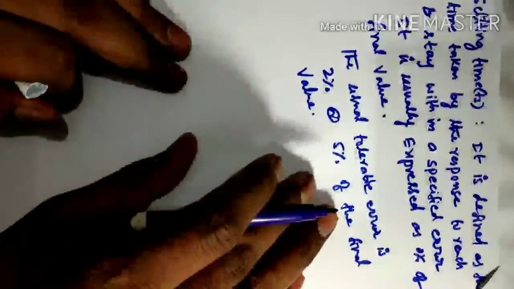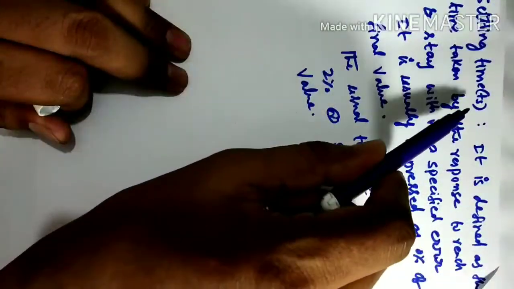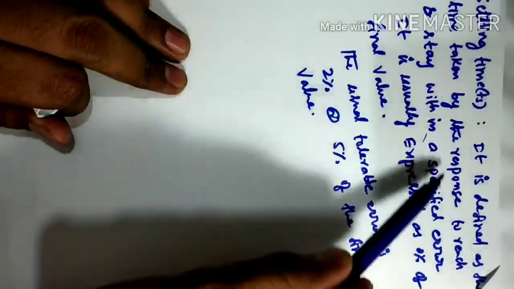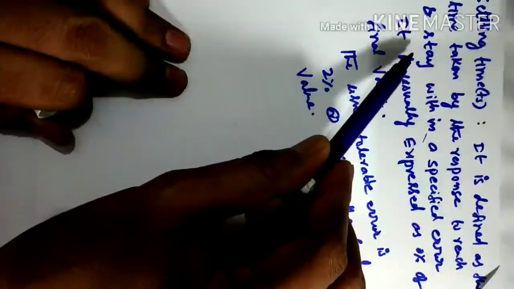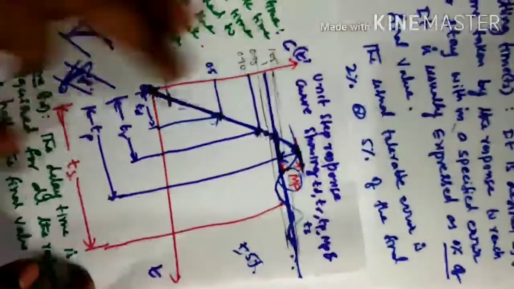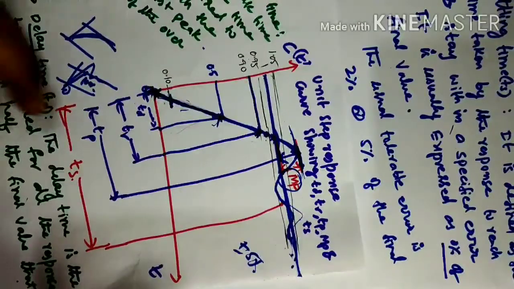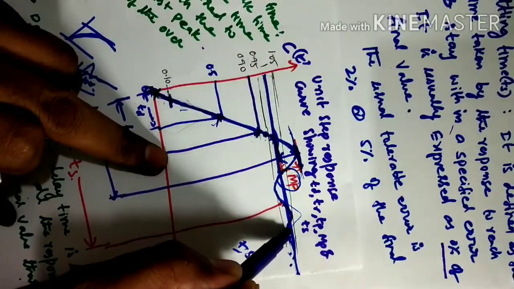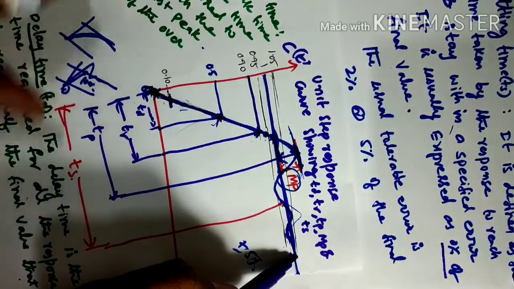Next we see settling time. Settling time, denoted T_s, is defined as the time taken by the response to reach and stay within a specified error. It is usually expressed as a percentage of final value. We see this step response. It is defined as the time taken by the response to reach and stay within the specified error.